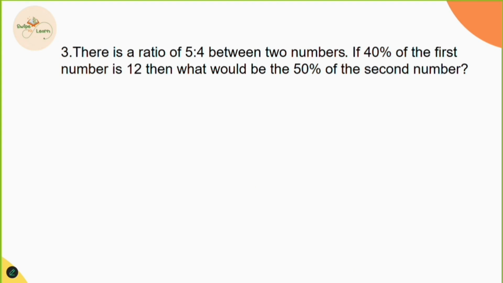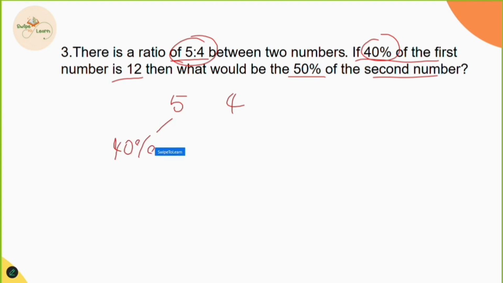Next question. There is a ratio of 5 is to 4 between two numbers. If 40% of the first number is 12, then what would be 50% of the second number? Okay, they again didn't give any values, but they gave a ratio of the numbers, which is 5 is to 4. And they're saying that 40% of the first number is 12. What is the first number? 5. So 40% of 5 is 12. Or 40% of 5x, not 5 alone, okay? 40% of 5x becomes 12.